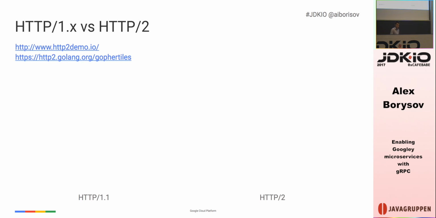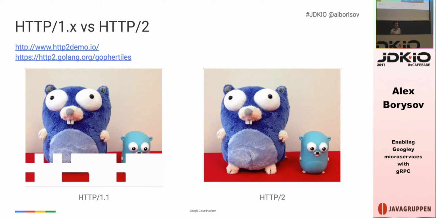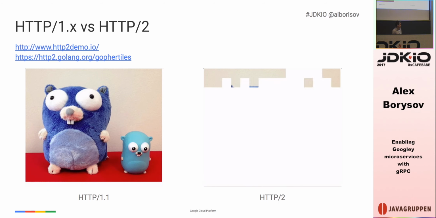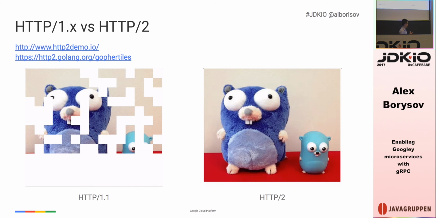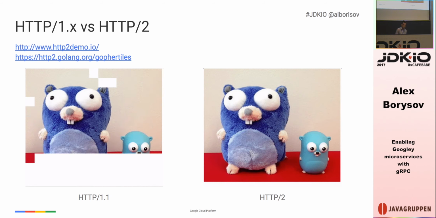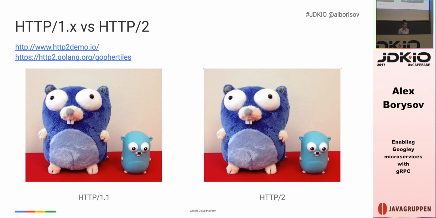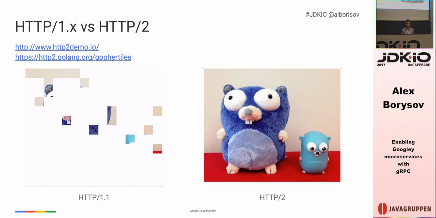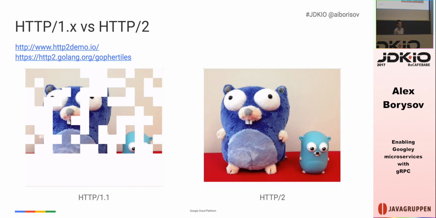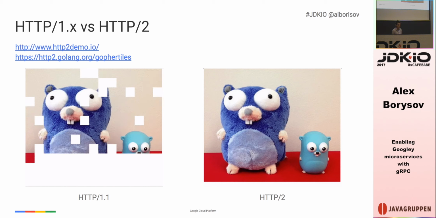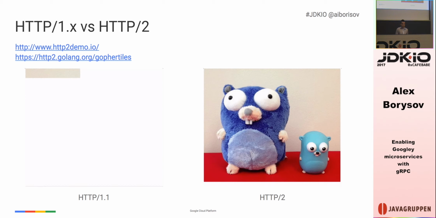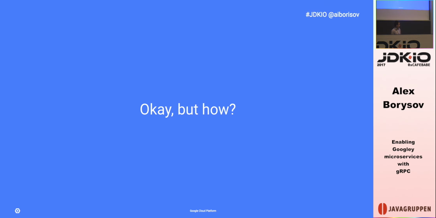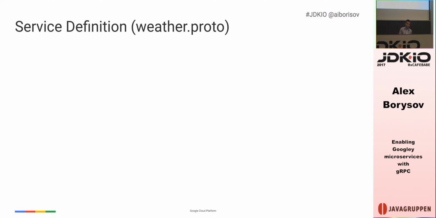To demonstrate the difference between H1 and H2, we can go to sites like http2demo.io. What you can see on the slide is the very same image divided into 180 tiles, loaded by different versions of the HTTP protocol. So gRPC uses HTTP2 as a transport protocol, because performance is a first-class citizen in gRPC. Performance is the number one reason to use gRPC, but it's not the only reason. We will talk about other reasons today as well, but now let's see how to use gRPC.